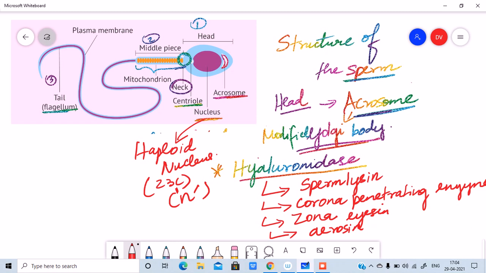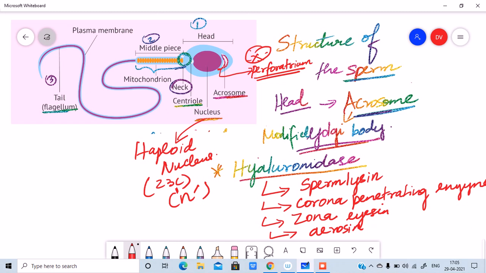Alright guys. And can you note there is a small space between the acrosome and the nucleus? That space is known as perforatorium. What is it guys? It is known as perforatorium. So that is one of the important questions you might expect. Alright. So now we have completed acrosome, perforatorium, nucleus.